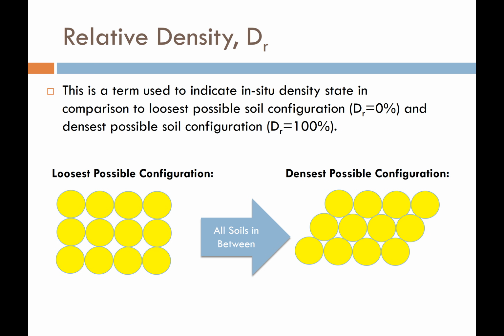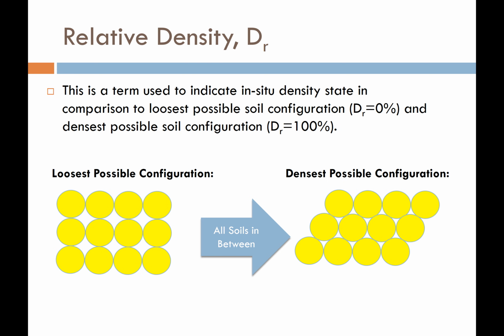Okay, last thing I want to talk about in this lecture is relative density, and we're changing gears quite a bit, but it's important to understand a little bit about relative density. Relative density is a term that we use to indicate the in situ density of coarse-grained soils. Relative density only applies to coarse-grained soils. It does not apply to fine-grained soils at all. So we're only talking about sands and gravels when we say relative density.